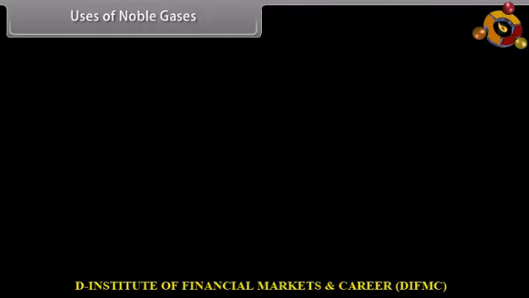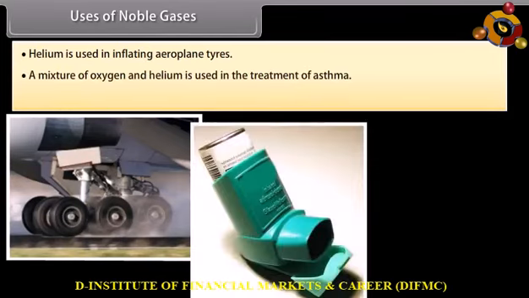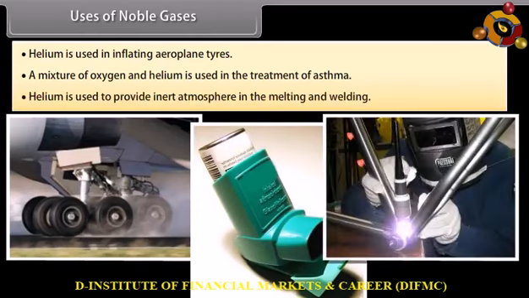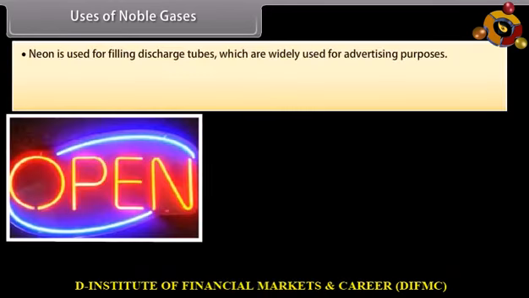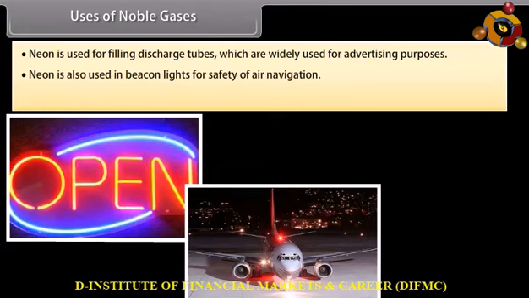Uses of noble gases. The important uses of noble gases are the following. Because of lightness of helium, it is used in inflating aeroplane tires. A mixture of oxygen and helium is used in treatment of asthma. Helium is used to provide inert atmosphere in melting and welding. Neon is used for filling discharge tubes which have characteristic colors and are widely used for advertising purposes. Neon is also used in beacon lights for safety of air navigation as the light possesses fog and storm-penetrating power.